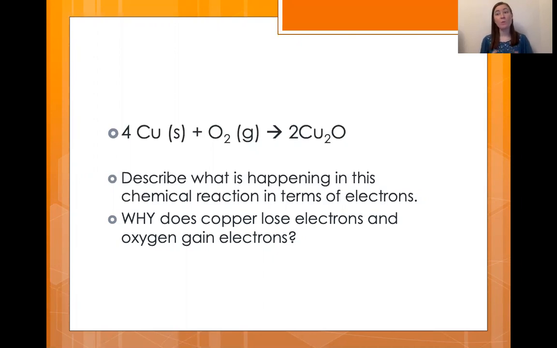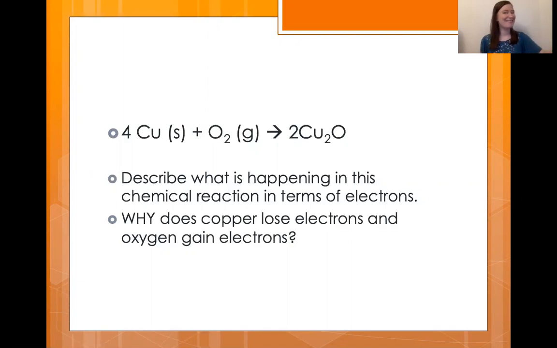Okay, well, there's a whole bunch of different ways to answer this question. One would be based on the octet rule. We know that oxygen has 6 valence electrons, it needs to gain 2 to form 8. We can also explain this based on the type of element that we have. Copper is a metal and oxygen is a non-metal. And we know that metals characteristically lose electrons and nonmetals characteristically gain electrons.